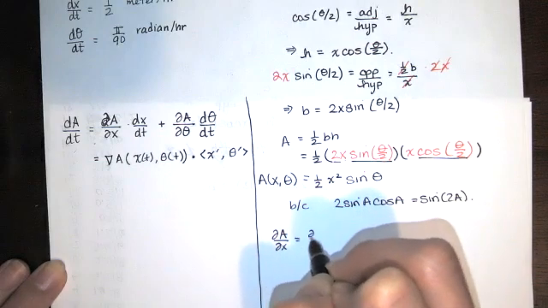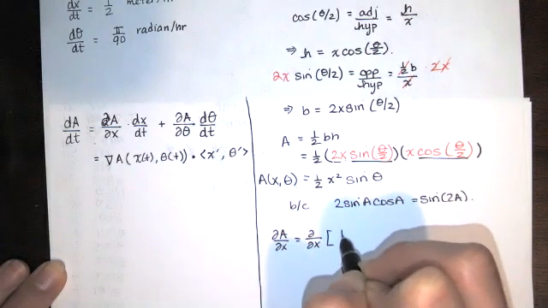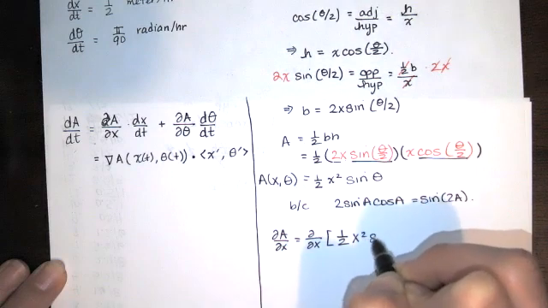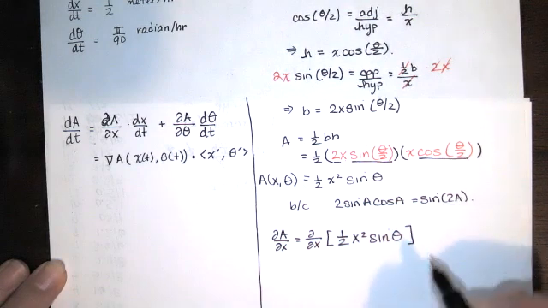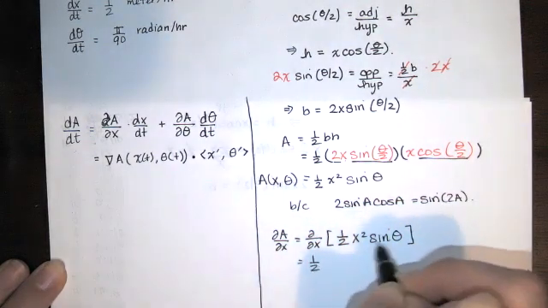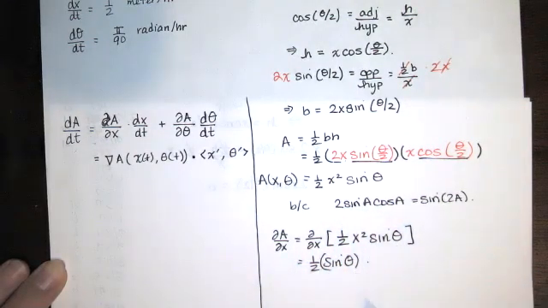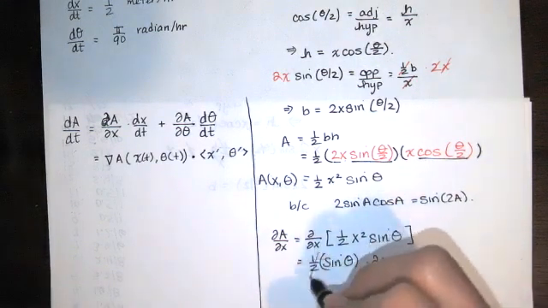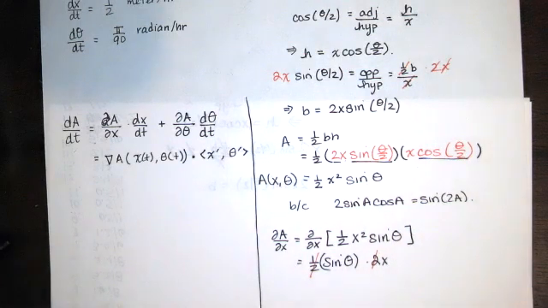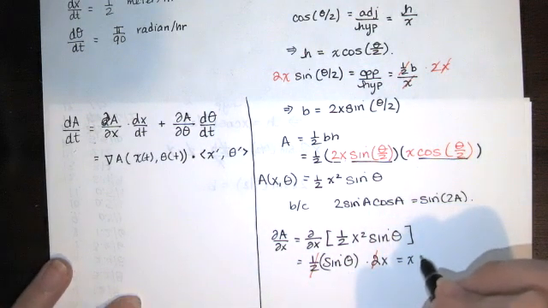We're taking the partial derivative with respect to x of 1/2 x squared times sine of theta. The 1/2 is a constant. Sine of theta is being treated as a constant in this context. So this is a constant times x squared. The derivative of a constant times x squared is that constant times the derivative of x squared, which is 2x. The 2 and the 1/2 reduce, and we just end up with x times sine of theta.